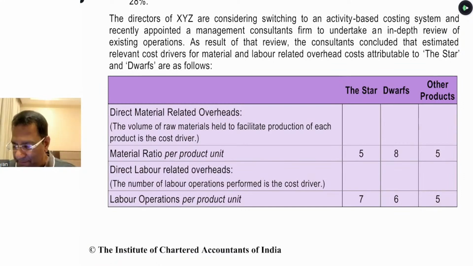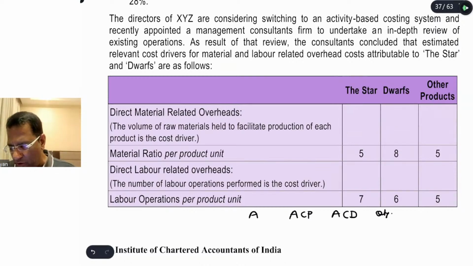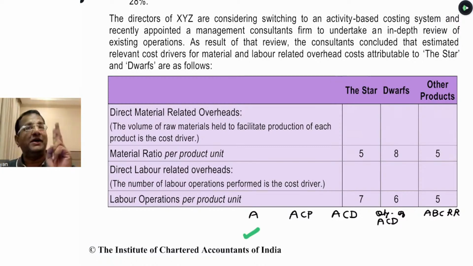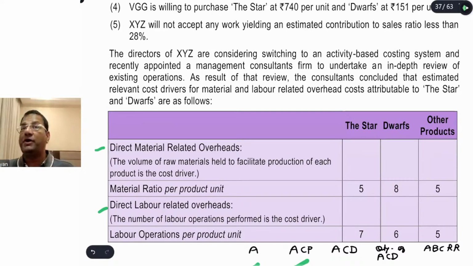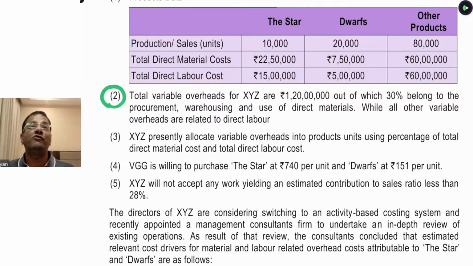Whenever you are computing the ABC recovery rate, what columns you require, beta? You require activity, activity cost pool, activity cost driver, quantity of activity cost driver, and ABC recovery rate. This first column is very easy. It is given to you that there are two activities, direct material related overhead and direct labor related overhead. Regarding the cost pool, that is again simple, because in point number 2, it is mentioned that the total variable overhead is 120 lakhs. Out of that, 30% belongs to the material related overhead and 70% belongs to the labor related overhead.